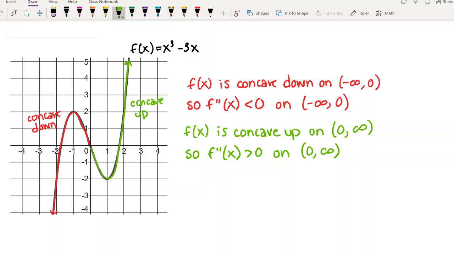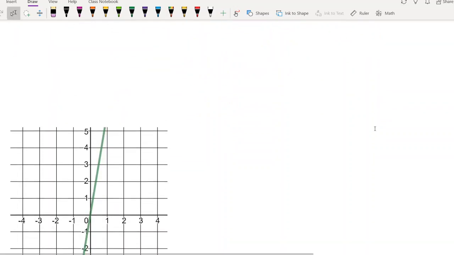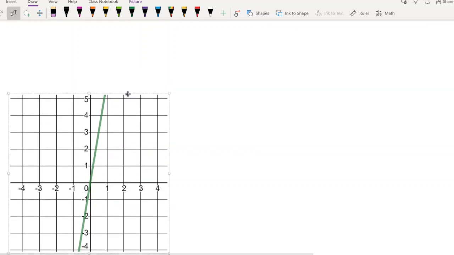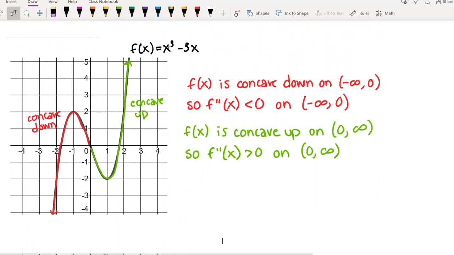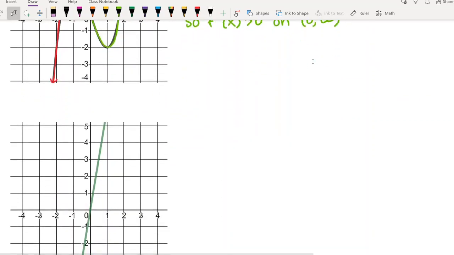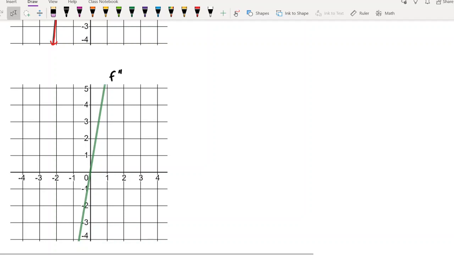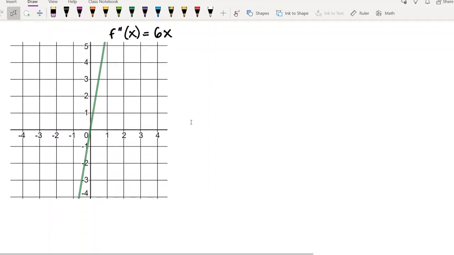So let's look at the graph of the second derivative just to confirm that it matches up. So thinking back, here's our function, the first derivative was 3x squared minus 3. And so the second derivative is going to be 6x. So the second derivative is equal to 6x. And so just like we did for increasing and decreasing, we can see that things line up the way that we'd expect. So the second derivative is negative on the first part of the graph.